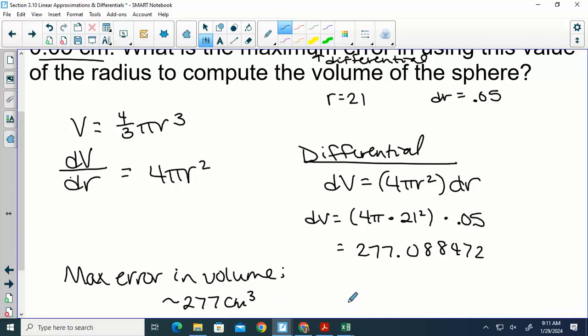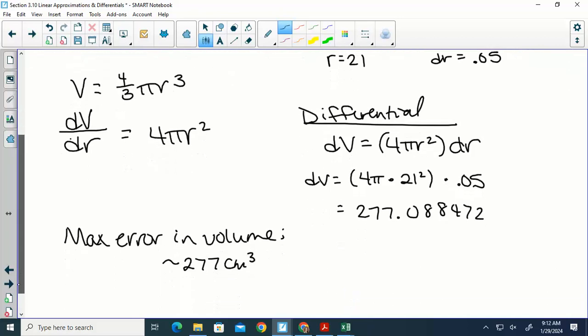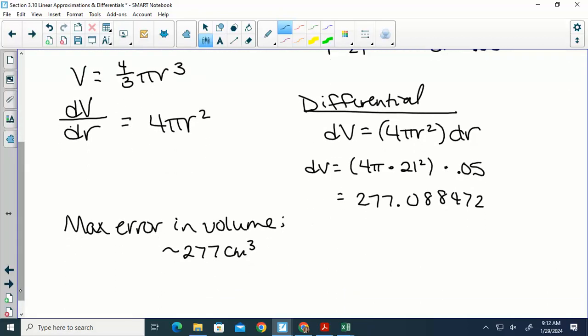So that's pretty significant. You know, if we're off by 0.05 of a centimeter on our radius, our volume changes by up to 277 cubic centimeters. So that kind of shows you how a little bit of error at the beginning can explode and turn into a much larger error at the end. And so if you were manufacturing and you said, well, that's not acceptable, what would you have to do? Go back and you would have to make sure your radius was more accurate. You would have to have less error in your radius to make your final measurement more accurate.